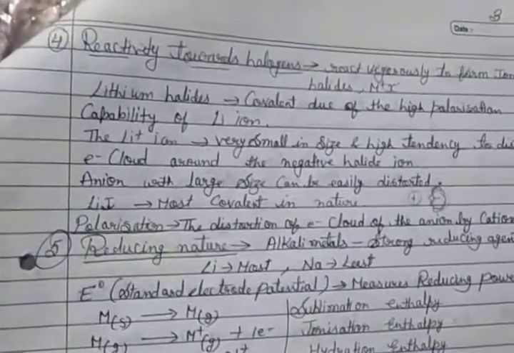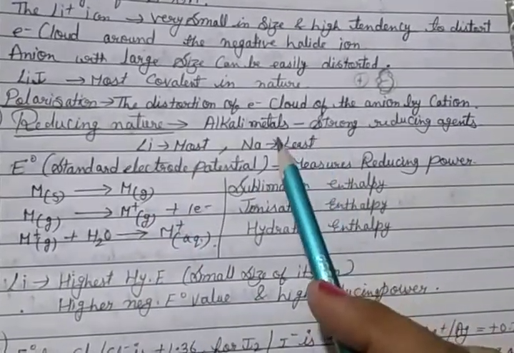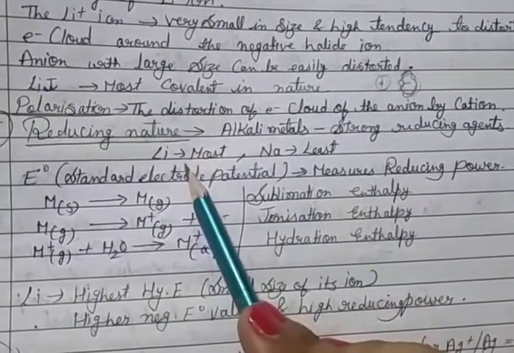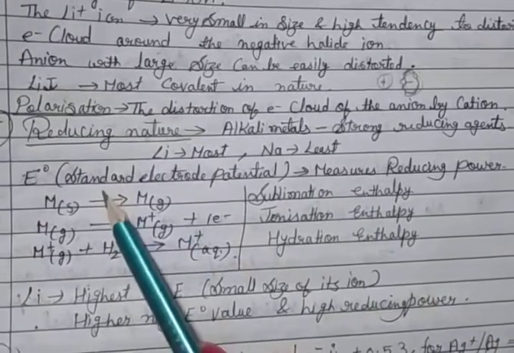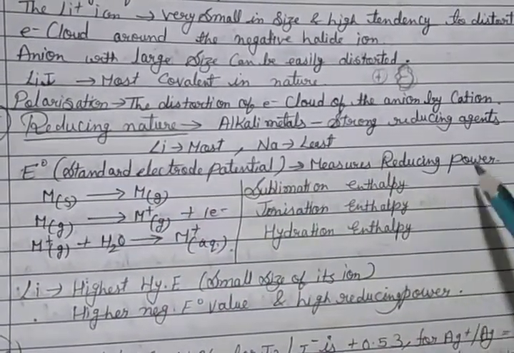Then the fifth chemical property is reducing nature. Alkali metals are strong reducing agents. Lithium, being small in size, is the most, and sodium the least. The standard electrode potential measures reducing power.